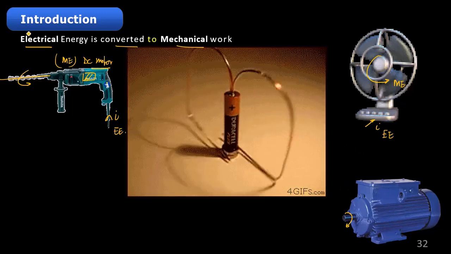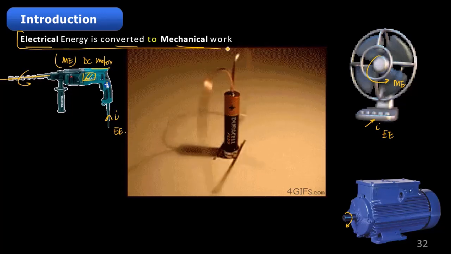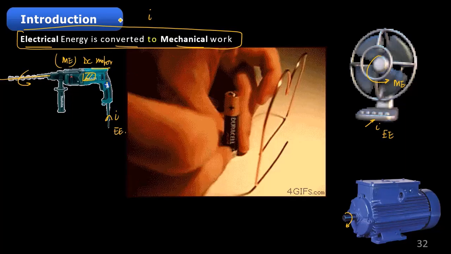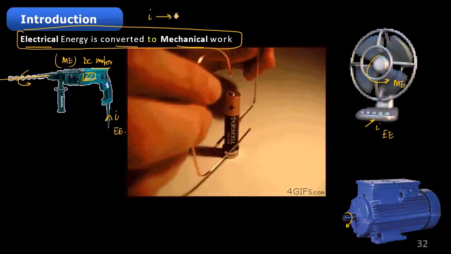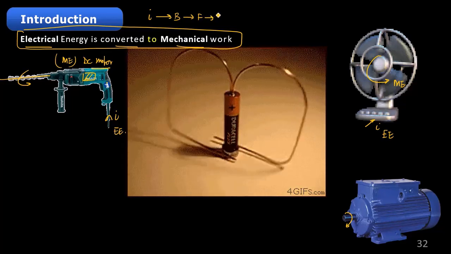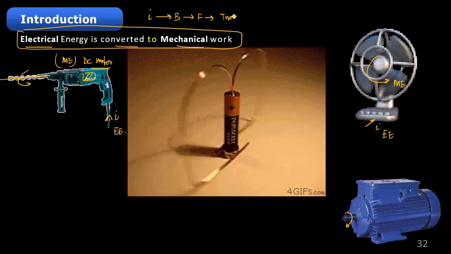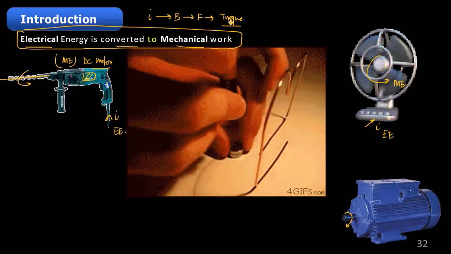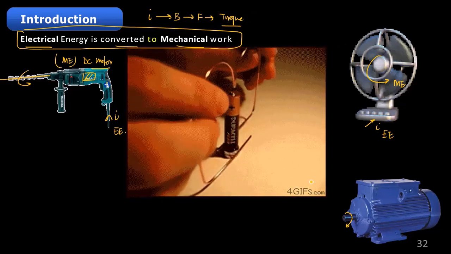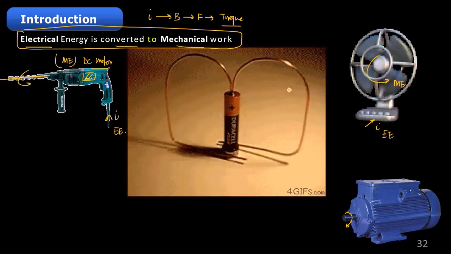So whenever electrical energy is converted into mechanical energy, the working principle is: from electrical energy I am getting the current I, from I I am getting the magnetic field B, and from B I am getting some kind of force, which is used to produce the torque or the turning effect. Because of the turning effect only, the fan will rotate or the drill bit will rotate or the pump will rotate. Every time I am getting the rotational form of energy.